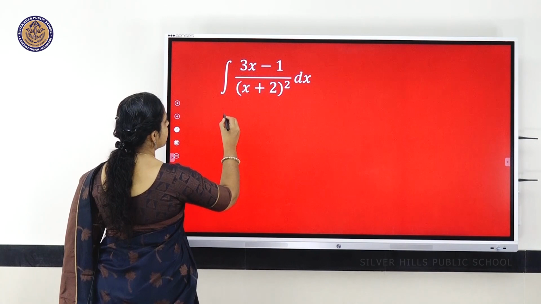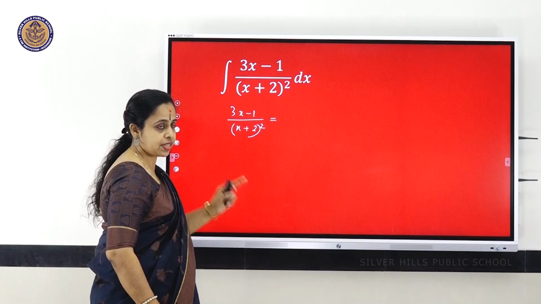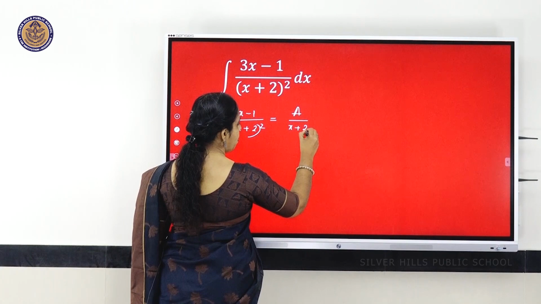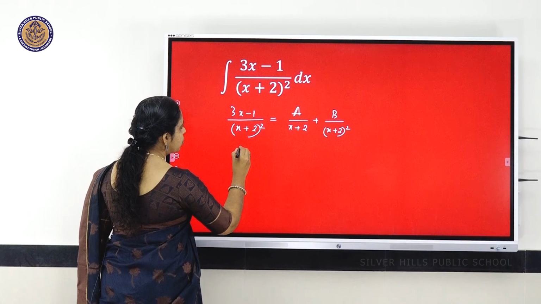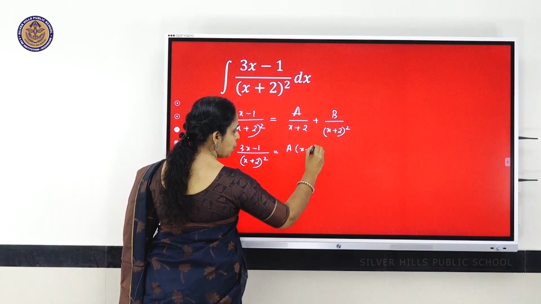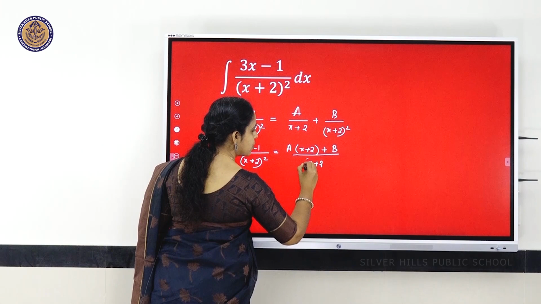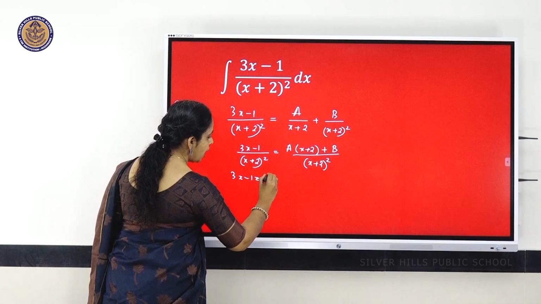Let us take the integrand. (3x minus 1) divided by (x plus 2) whole square equal to constant a divided by (x plus 2) plus b divided by (x plus 2) whole square. As previous, we will take LCM. So, (3x minus 1) divided by (x plus 2) whole square equal to (a into (x plus 2) plus b) divided by (x plus 2) whole square. The denominators being same, we can equate numerators. So, 3x minus 1 equal to a into (x plus 2) plus b.